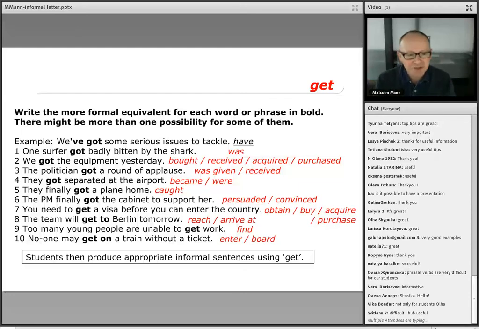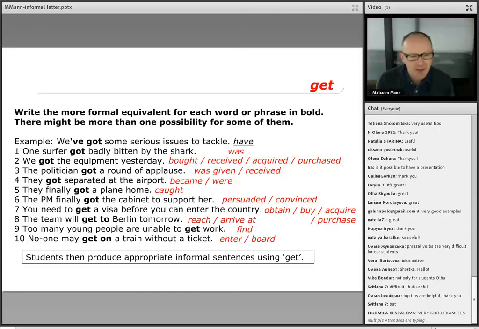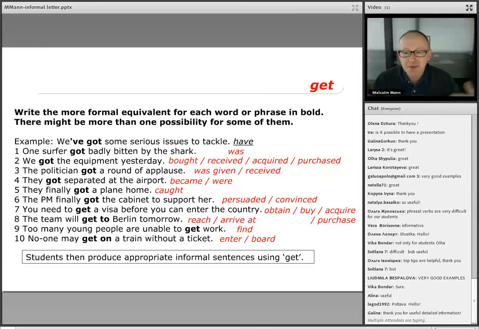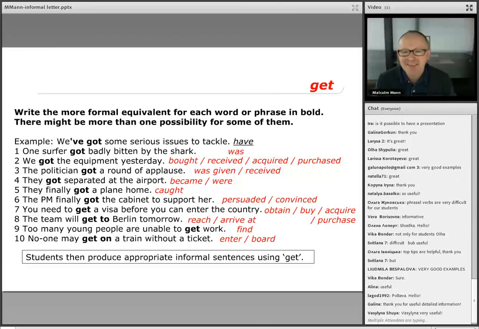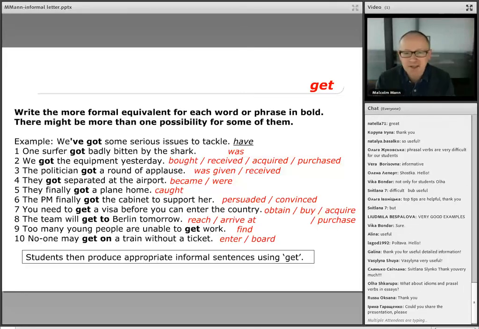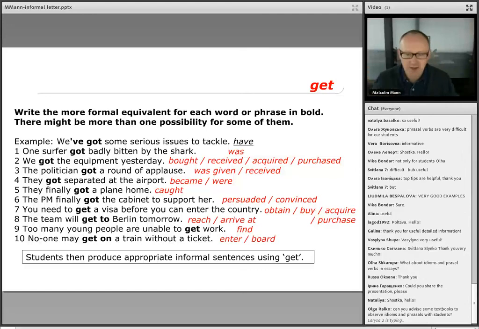And we can give our students a task where we've got some fairly formal sentences. Number 6, for example: the Prime Minister finally got the cabinet to support her. If that's a formal sentence, they can come up with a more formal equivalent, such as persuaded or convinced. And then with that meaning, they can write a sentence with a more informal subject, so she finally got her brother to lend her money, for example. So they understand all the different meanings of get and can use them.